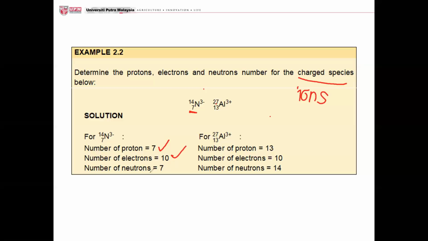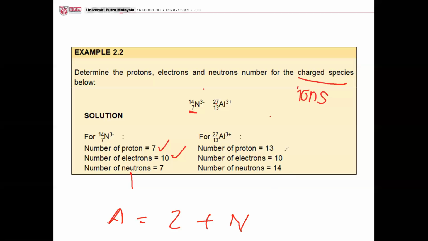So how to calculate the number of neutron? By using the same formula. So A is equal to Z plus N. Okay. Right, so Z is 7. So this one is 14. And 14 minus 7, you get the number of neutron is 7.